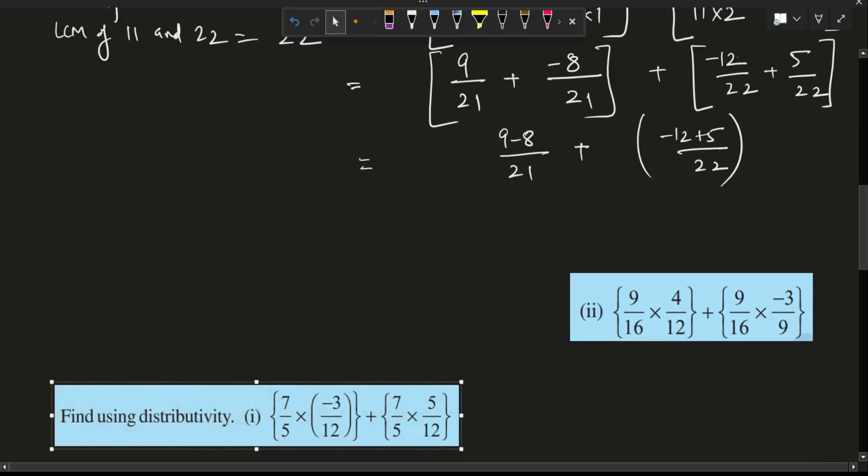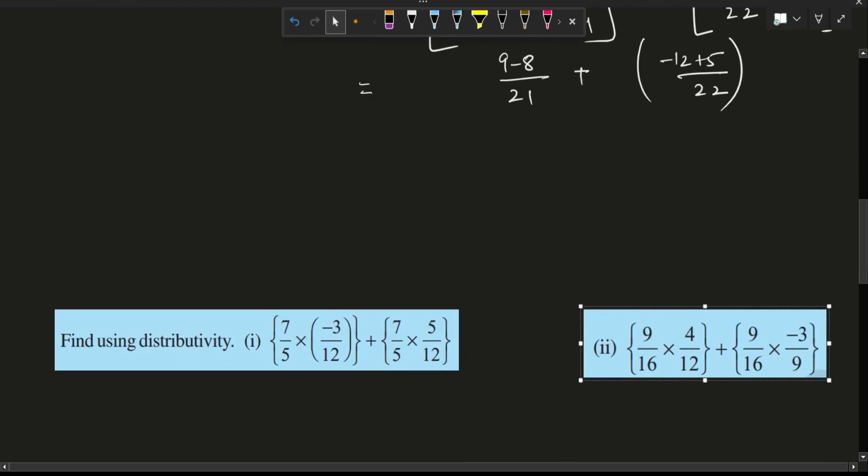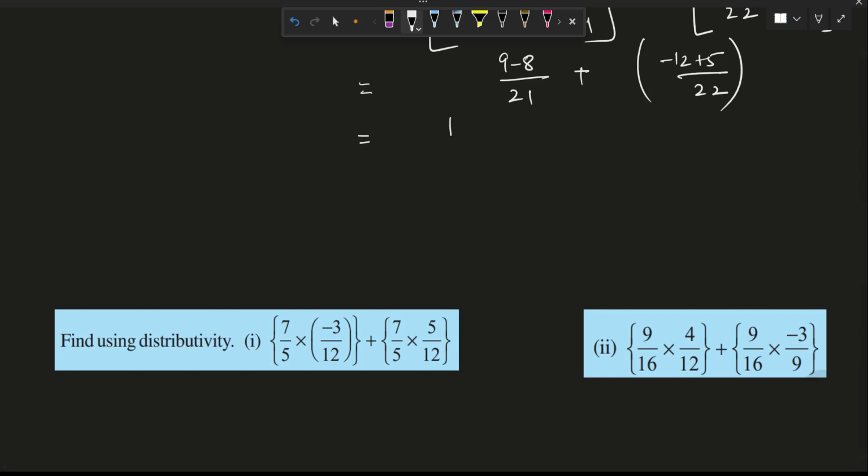We just shift this a little down, and now what should be the next step? 9 minus 8 is 1, so 1 by 21. This will be minus 7, so minus 7 by 22.